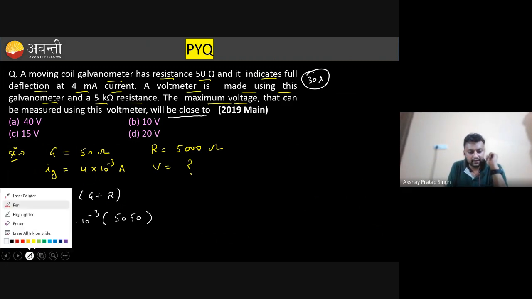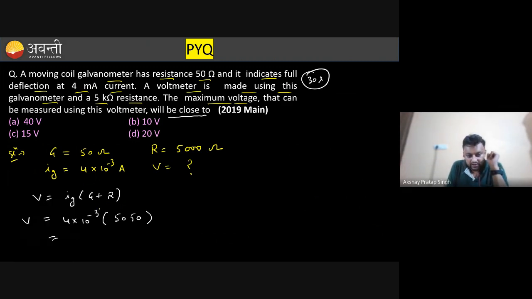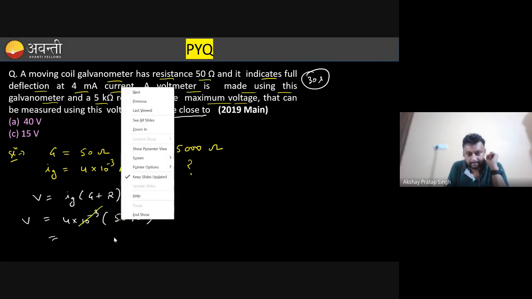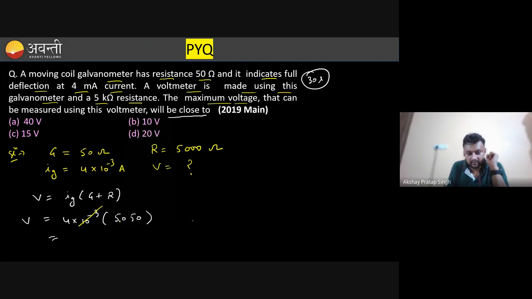Now, if you simplify, this 10 raised to the power minus 3 can bring the decimal here. So 5 fours are 20 point something, or you can say V is approximately 20 volt. Very good, JNV rowing. So which is option number D? Very good.